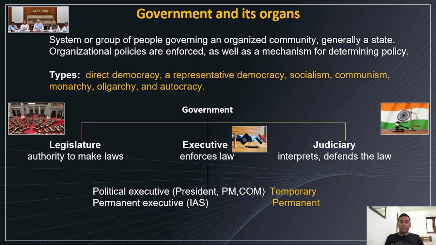Then there are two types of executives: political executive and permanent executive. Political executive, like president, prime minister, a council of ministers, it is temporary in nature. Every 5 years it's getting elected. Then permanent executive, IAS, it is permanent in nature. So these are the two types of executive. Governor comes under political, right? Yes. And permanent executive, IAS. Okay.